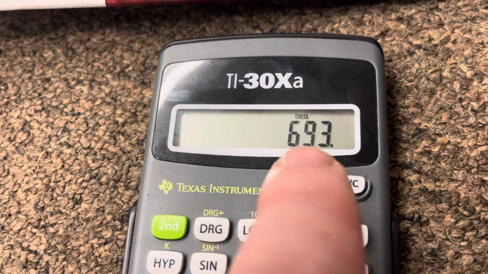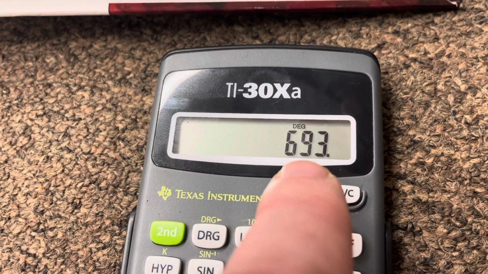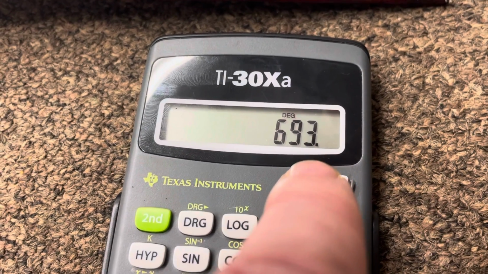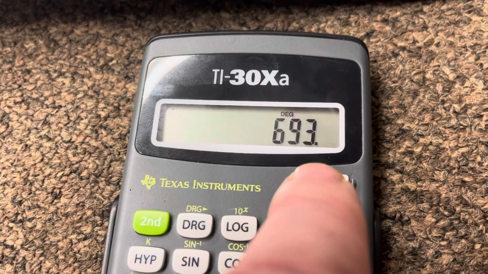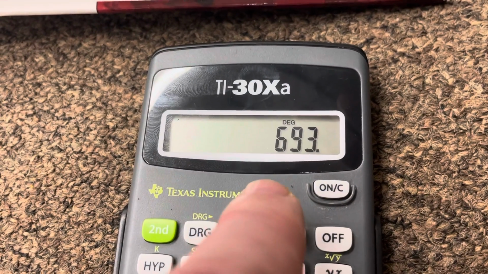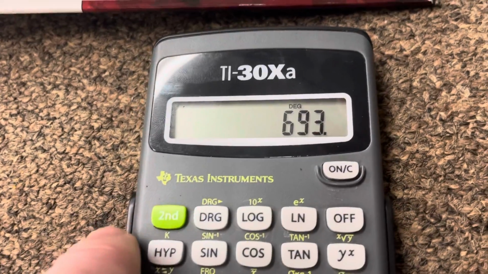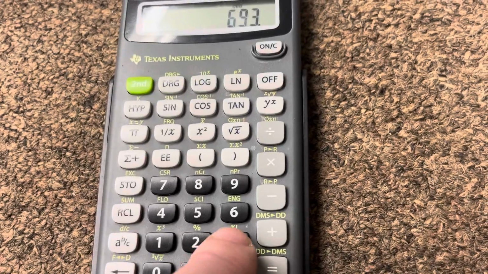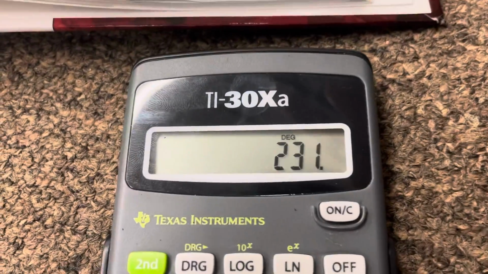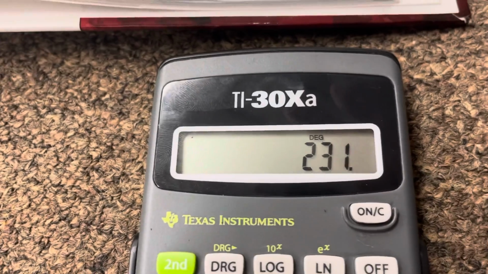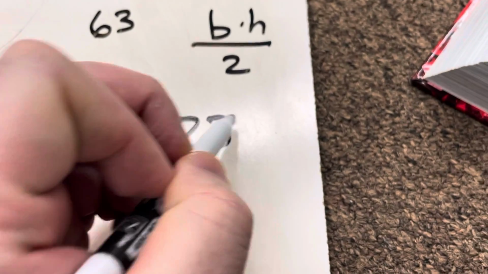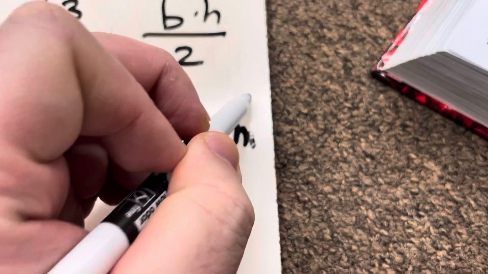If I remember my rules of divisibility, 6 plus 9 is 15. 15 plus 3 is 18. This is a great lesson to utilize that rule of divisibility. 18 is divisible by 3, thus I know that 693 is divisible by 3. So I can come in here, divided by 3 equals 231. I find that the volume of this triangular pyramid is 231 cubic centimeters.